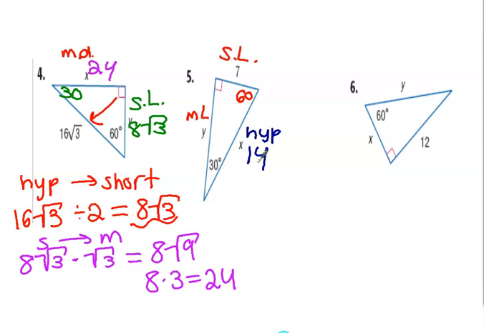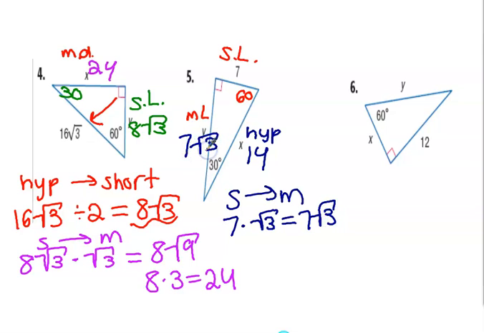Now if I want to go from short to middle, I do 7 times root 3. I can't simplify that more, so I just put them next to each other, and that shows that it's multiplied together. So 7 root 3 would be y, and x would be 14.